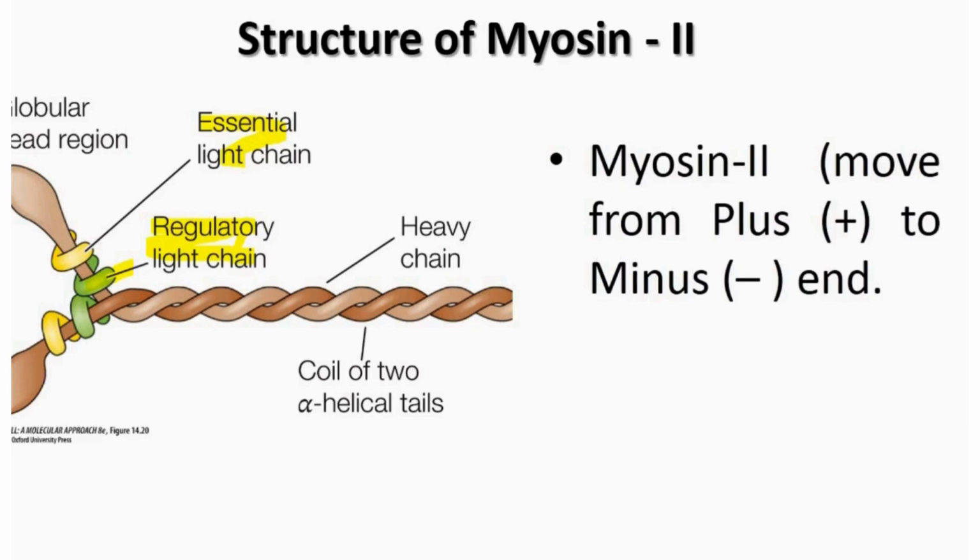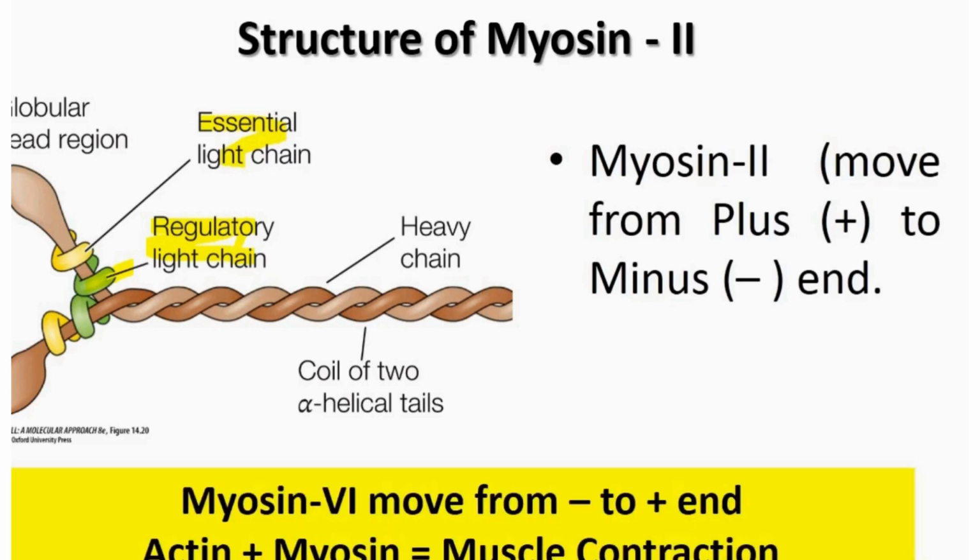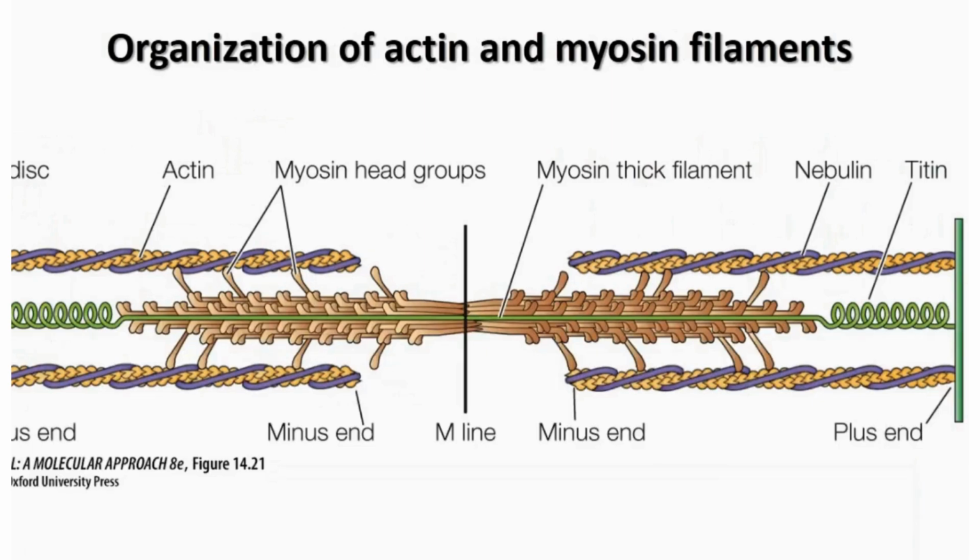Myosin 2 moves from plus end to minus end, whereas myosin 6 moves from minus end to plus end. Together, actin plus myosin is responsible for muscle contraction. What's the organization of actin and myosin filaments?